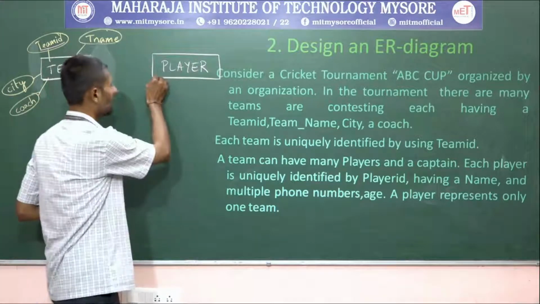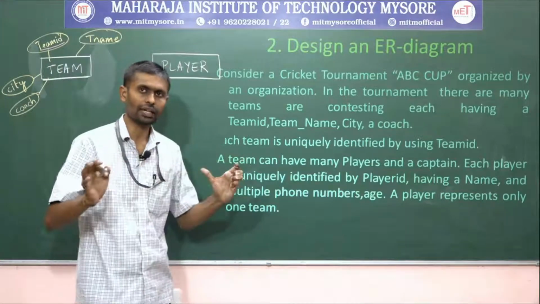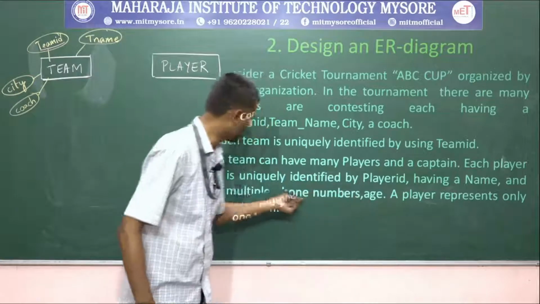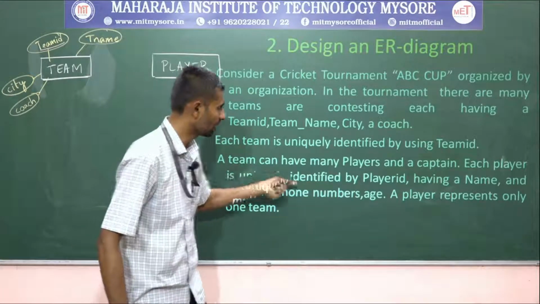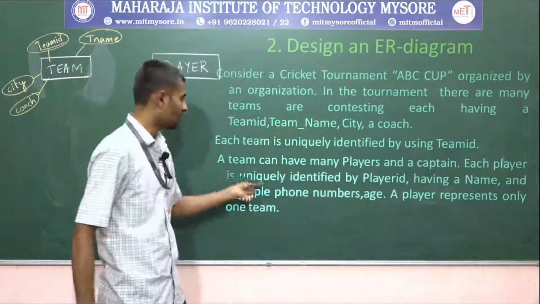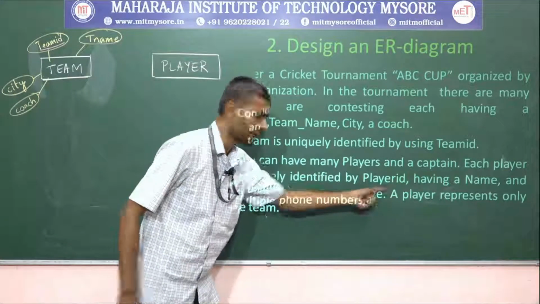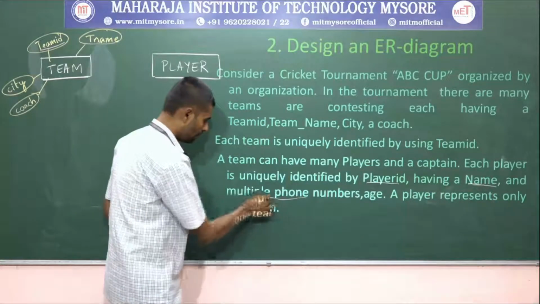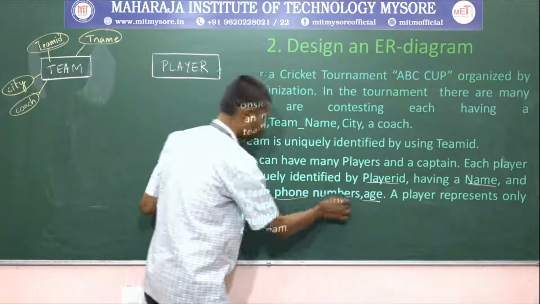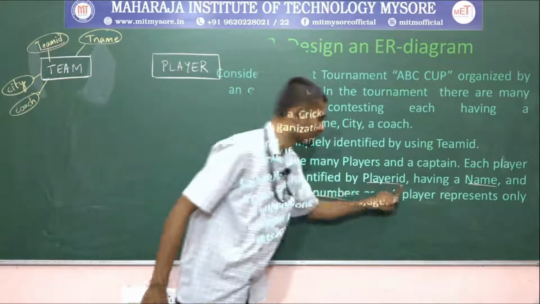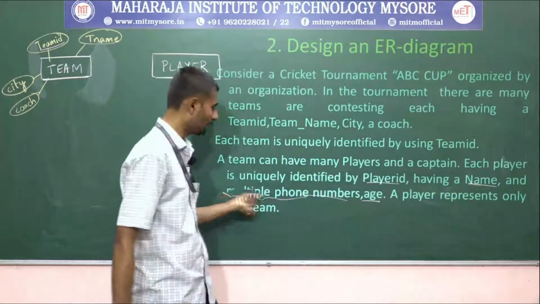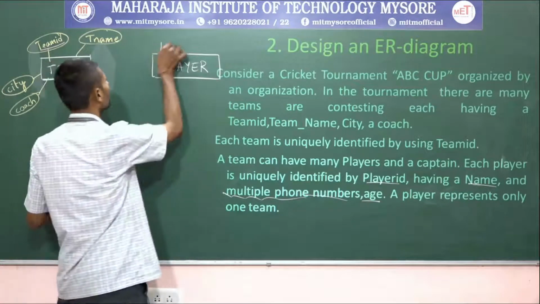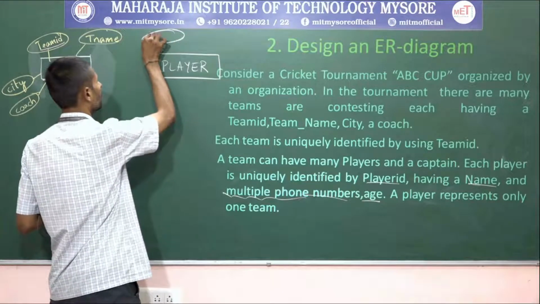That's it. Fine. Then they are also describing what the attributes, the properties of player should be, right. That is also given here. What is that? Each player is uniquely identified by player ID, having a name and multiple phone numbers, age. Look at this one. These are all the attributes: player ID, player name, multiple phone numbers and age. These are the attributes of player. Let me go with recording all such things. What is that? Player ID.